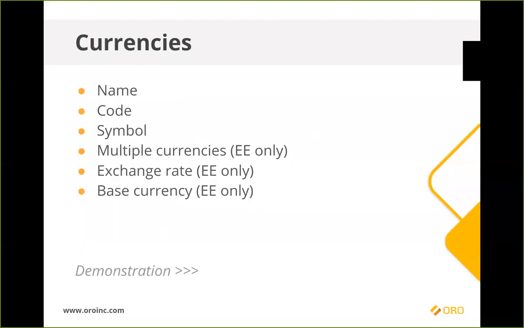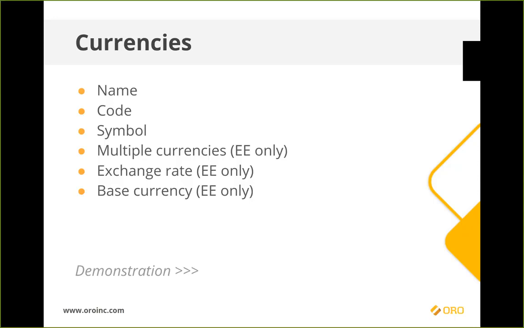Currency, as you can guess by the name, is just a representation of some kind of real currency in the Oro application. Each currency has its name, for example, US dollar or euro. Each currency has a code, USD, for example, or EUR. Each has a symbol. Everybody knows the symbol for the US dollar or euro.